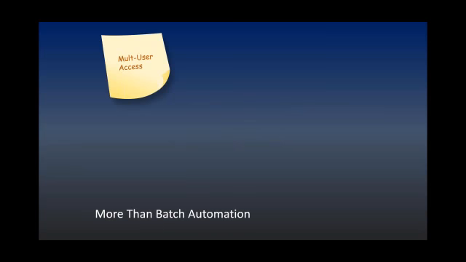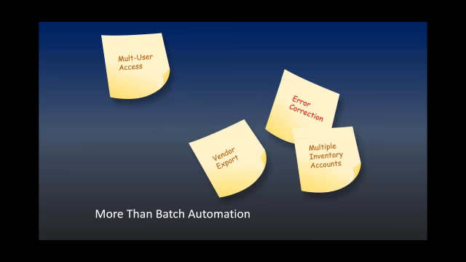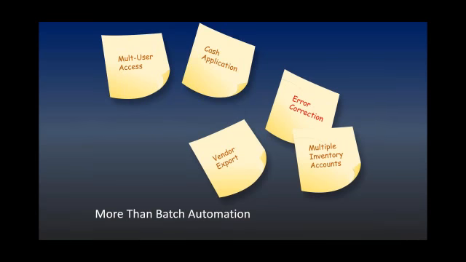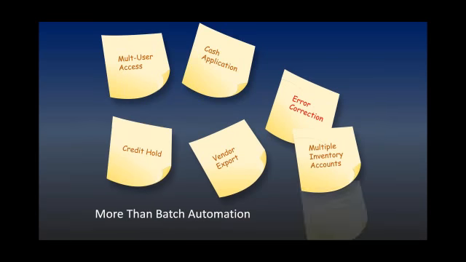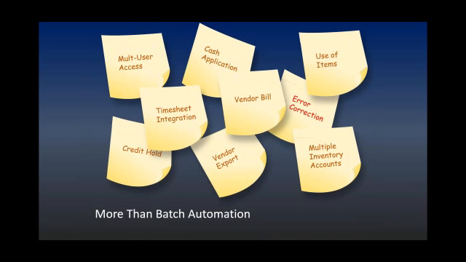More than just batch automation. Eliminates multi-user access. Gives me error correction. Does vendor export, which a manual batch does not. Allows me to have multiple inventory accounts. Cash application. Credit hold. Use of items, so we can actually send QuickBooks items over, which the manual integration does not do. Vendor bill. And timesheet integration, so we can actually send time logs from Tigerpaw over into QuickBooks as timesheet items.